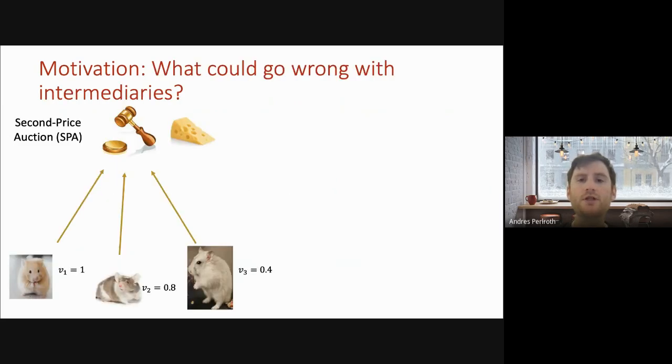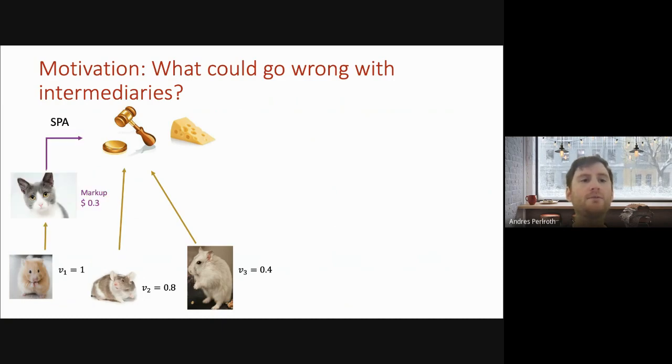So what could change in auction design when those intermediaries are the ones bidding in the auction? Consider the following example. There are three buyers, these little mice, who want to purchase this cheese that is sold by the seller through, to make the analysis simpler, a truthful auction, a second price auction. Since the auction is truthful, everyone reports their value, and therefore the high valuation buyer, the mouse on the left-hand side, will get the item and is going to pay the second highest bid, 0.8. Thus, the revenue of the seller, in this case without intermediaries, is 0.8.